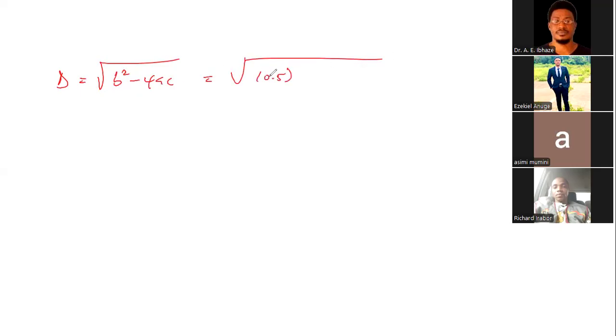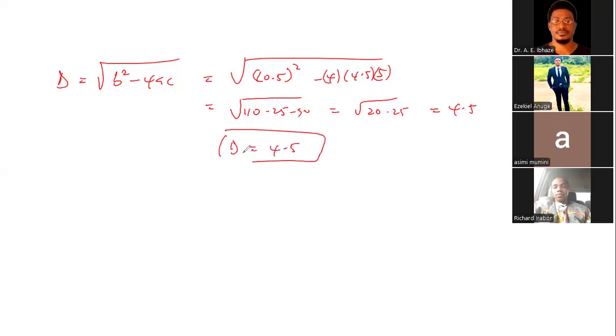So what do we get here? This will give us 10.5 squared minus 4 times 4.5 times 5. So this is going to give us 110.25 minus 90, which will now give us the square root of 20.25, which is 4.5. So D is the same as 4.5. Now, recall that A is 4.5, B is 10.5, and C is 5.